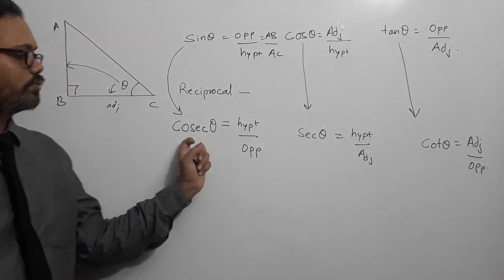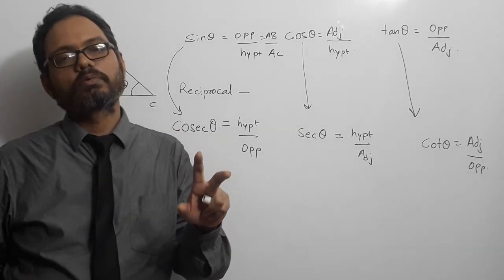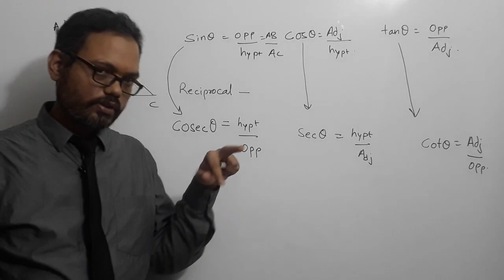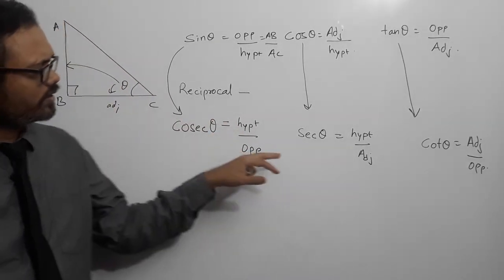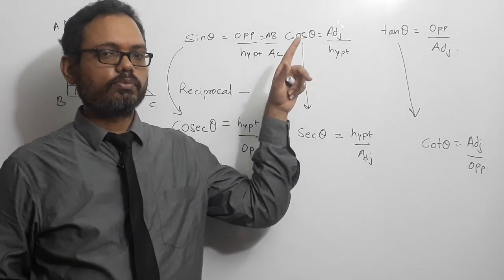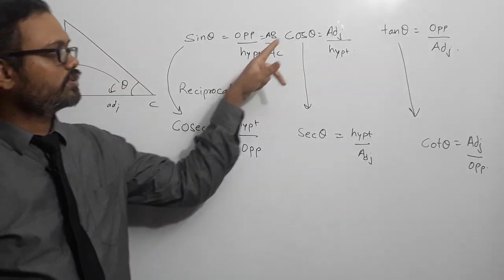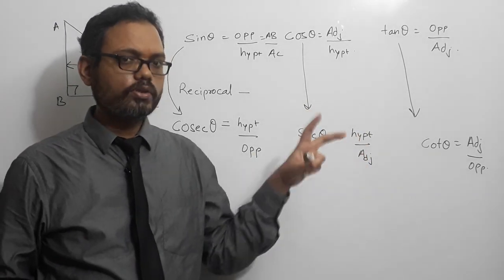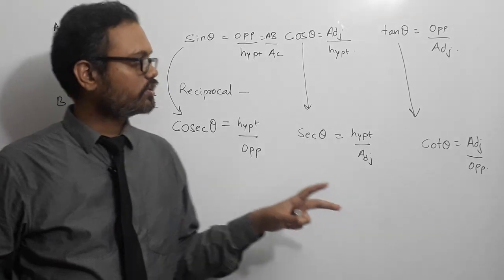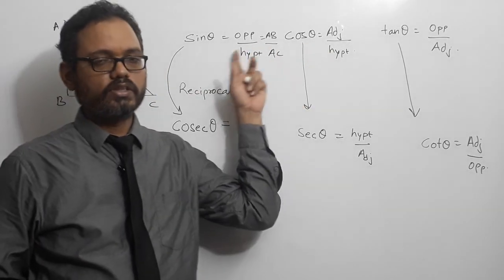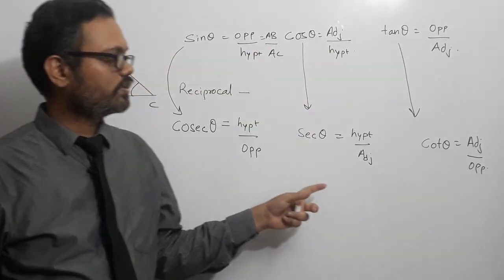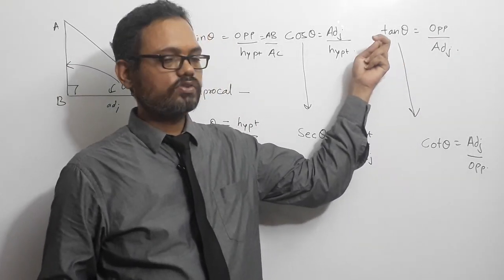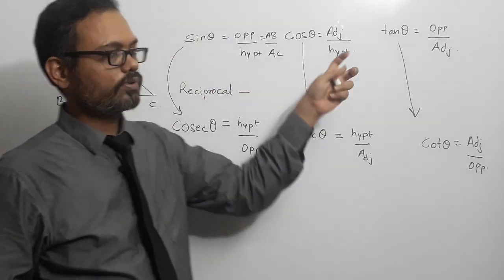So if anyone asks you cosec theta, what you need to remember? Cosec is the reciprocal of sine. When sine is opposite upon hypotenuse, it has to be hypotenuse upon opposite. What is sec theta? Sec theta is the reciprocal of cos theta. So if cos theta is adjacent upon hypotenuse, sec theta has to be hypotenuse upon adjacent. No need to mug up. Just remember these two formulas, sine theta and cos theta. Rest everything is just a concept. What is cot theta? Cot theta is the reciprocal of tan. What is tan theta? Tan theta is opposite upon adjacent.